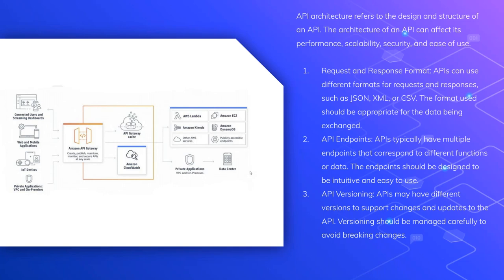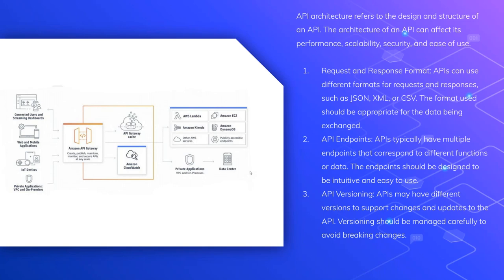So when we go to scalability and performance, the main aspect of the API is scalability and performance. Architecture should consider scalability to handle increasing loads and provide optimal performance. Techniques such as load balancing, caching, and horizontal scaling can be employed to distribute the load across multiple servers and improve response times. Implementing appropriate caching strategies can reduce the need for frequent database or resource access, improving overall performance.